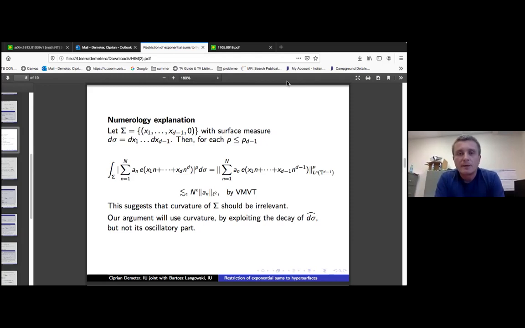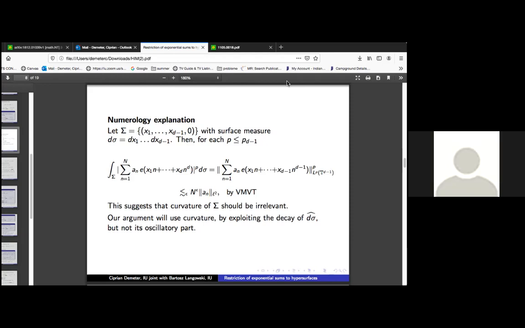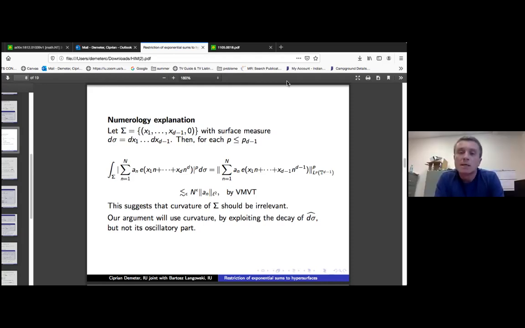Ciprian? Yeah? Why do you think that curvature should be irrelevant? Irrelevant? Well, perhaps because of this example, right? It works for this hyperplane. So we do prove, I mean, this is a proof of the conjecture in the case when the hypersurface is the hyperplane, the horizontal one. And there is another explanation. I think you didn't hear this explanation. It was during the minutes that we missed.